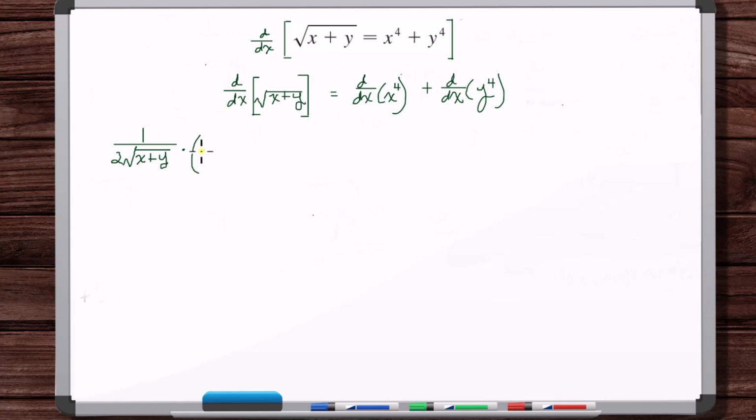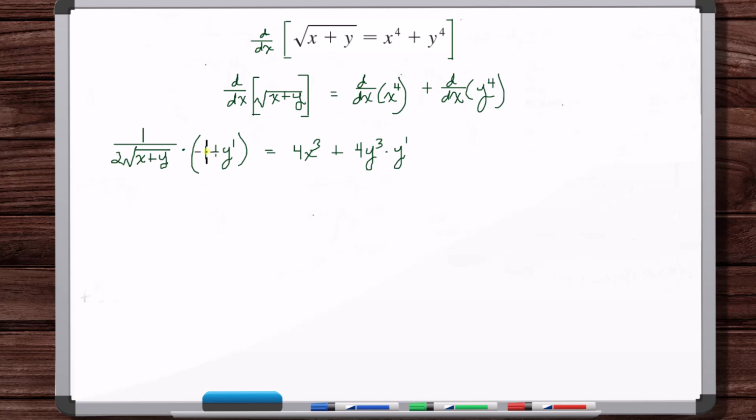What is the derivative of x plus y? That's 1 plus y prime. Right? The derivative with respect to x of x is just 1. The derivative with respect to x of y is dy dx, y prime. Okay? d dx of x to the fourth, that's just a regular derivative, the power rule. d dx of a function of x to the fourth is just 4 times that function cubed times the derivative of that function. Okay? Now it's just an algebra problem.